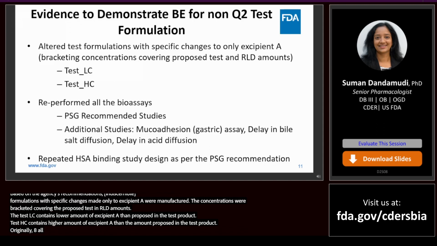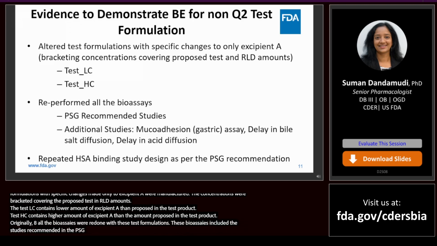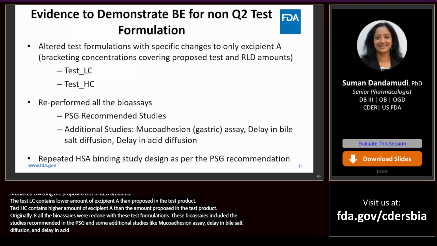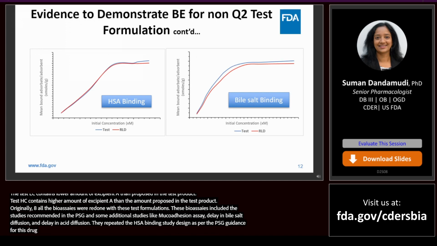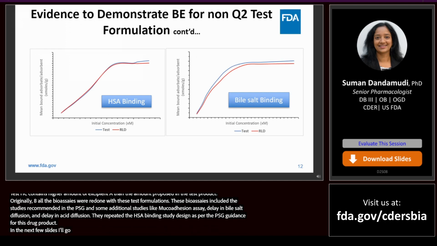These bioassays included the studies that were recommended in the PSU and some additional studies like mucoadhesion assay, delay in bile salt diffusion, and delay in acid diffusion. Additionally, the applicant also repeated the HSA binding study as per the study design recommended in the PSU of this drug product. In the next few slides, I will go over the results of the in vitro bioassays that were conducted to demonstrate that the Q2 differences do not have any impact on the bioequivalence demonstration.